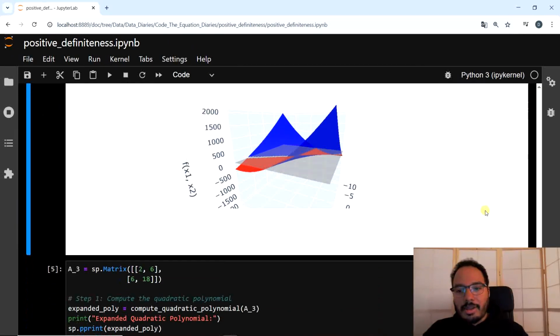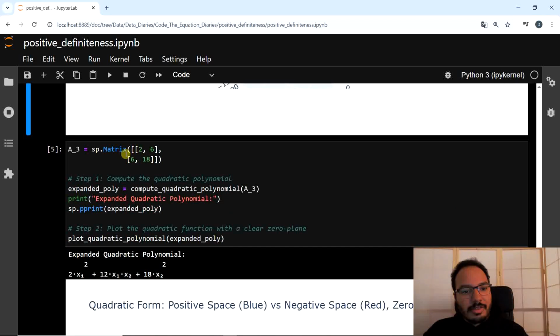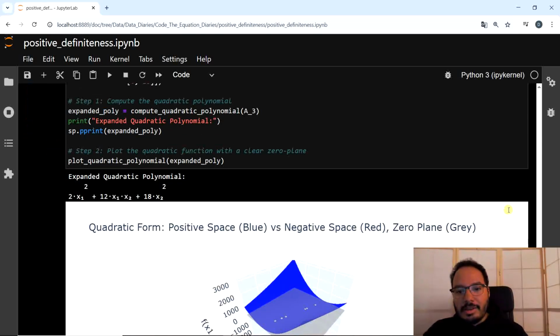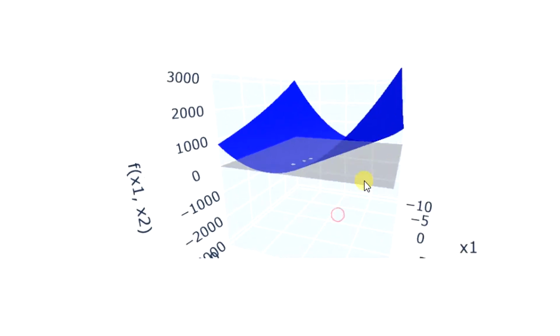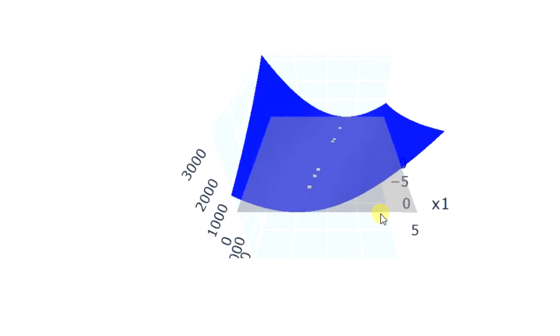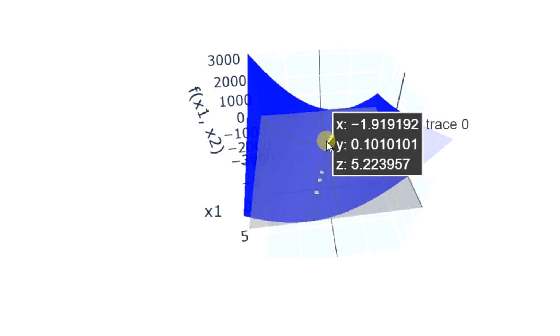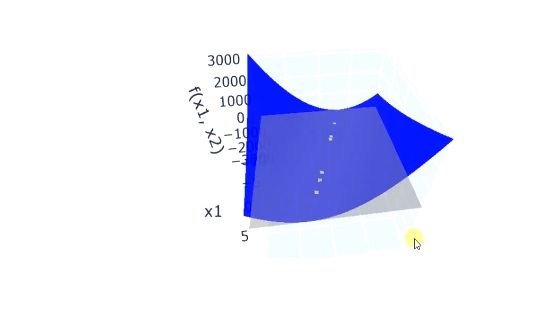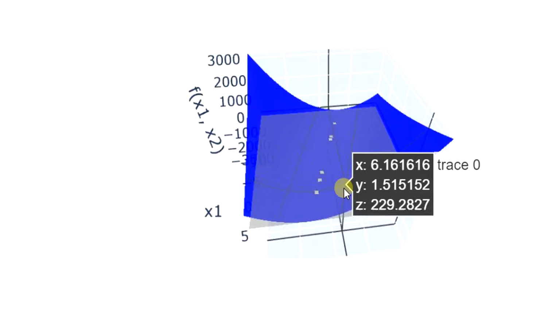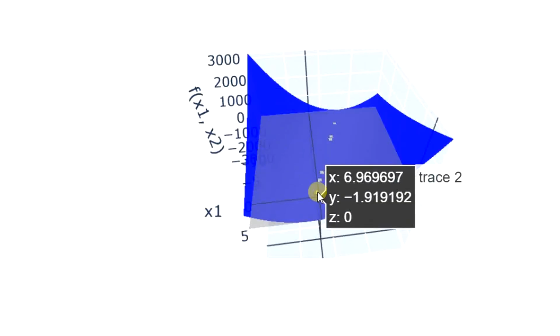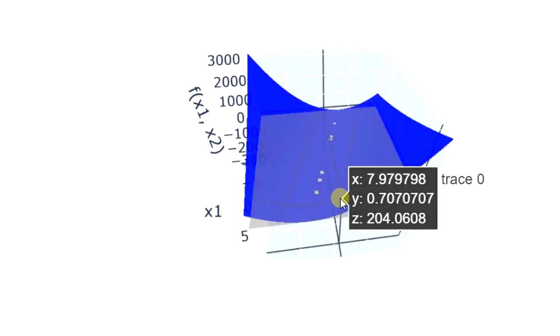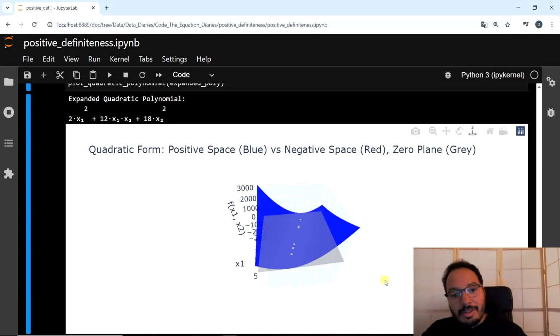And then we have another case. Let's look at this matrix, 2, 6, 6, 18. And here we see, when we plot it, that it doesn't extend into negative space, but we do see these dots or squares over here. And this just looks like an artifact, but it's not. It means that the graph actually hits the xy plane over here. These are zeros, basically. So when there are zeros, it means that this graph cannot be considered positive definite, but it would be positive semi-definite.